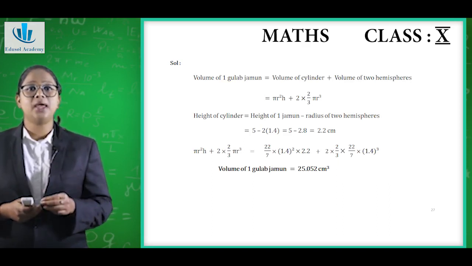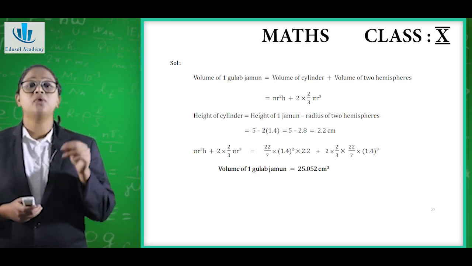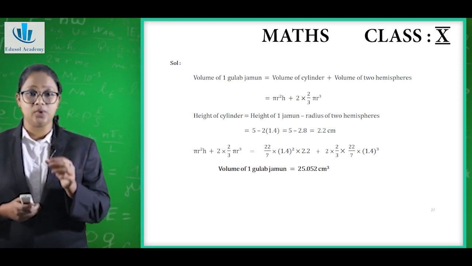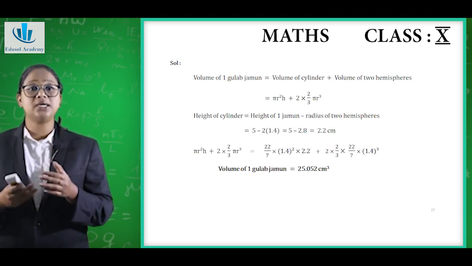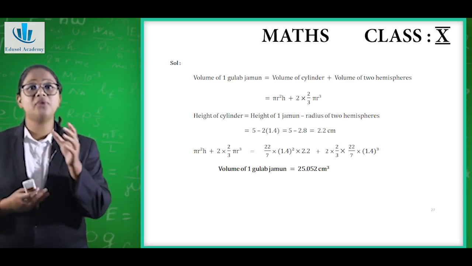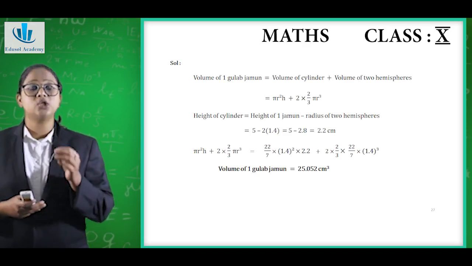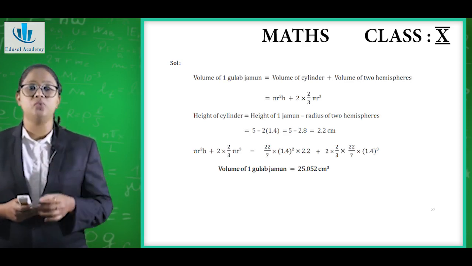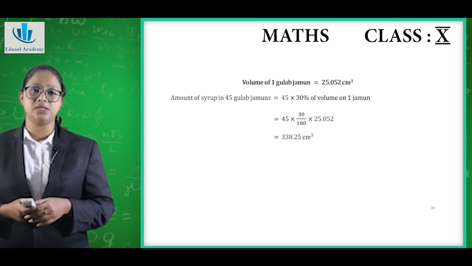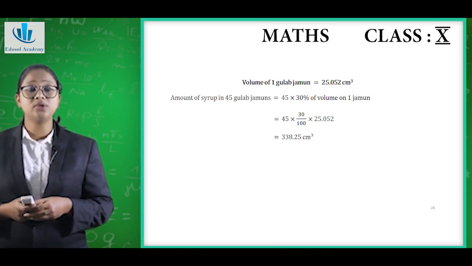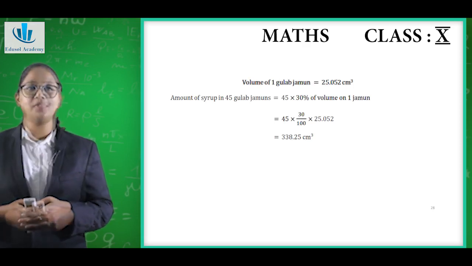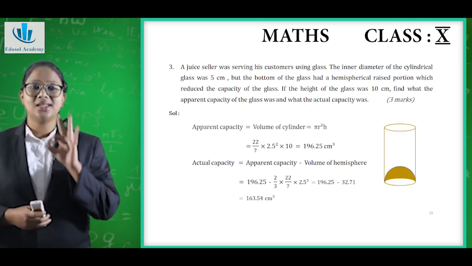Now amount of syrup in 45 gulab jamuns will be 45 into 30% of one gulab jamun's volume. So that will be 45 into 30 by 100, that is 30%, into whatever we got as volume of one gulab jamun, that is 25.052. So the final answer will be 338.25 centimeter cube. So that is the amount of syrup in 45 gulab jamuns. So we had found the answer for that one. Let us go to the next question, the third question.